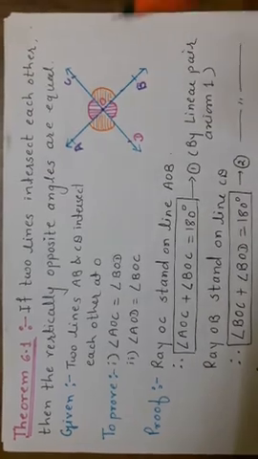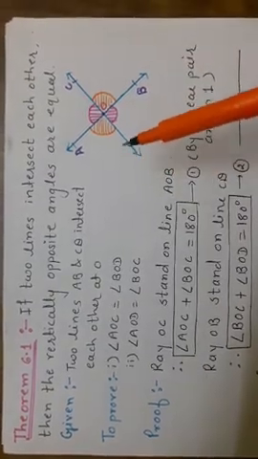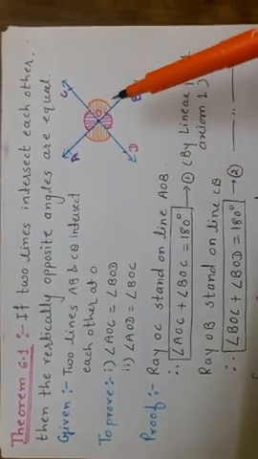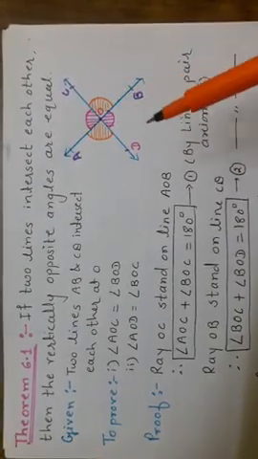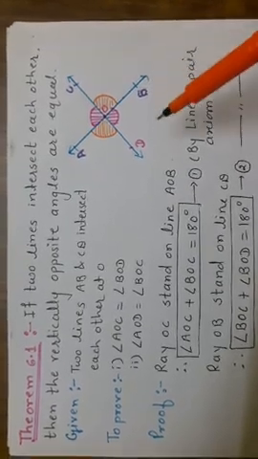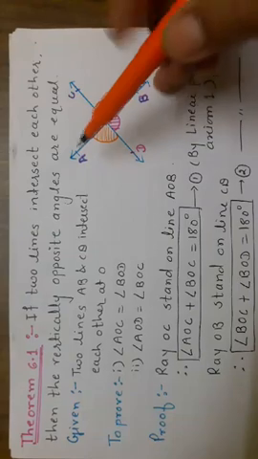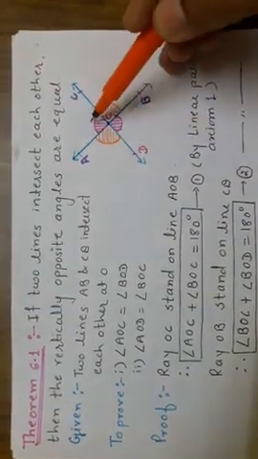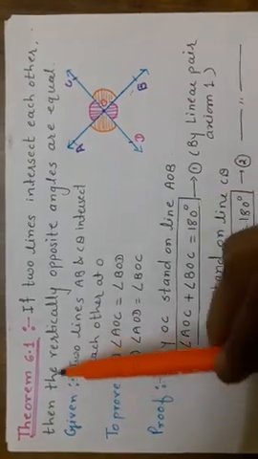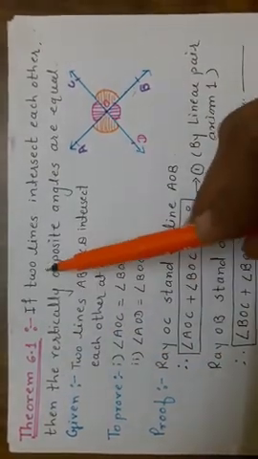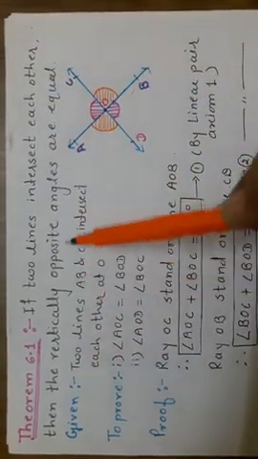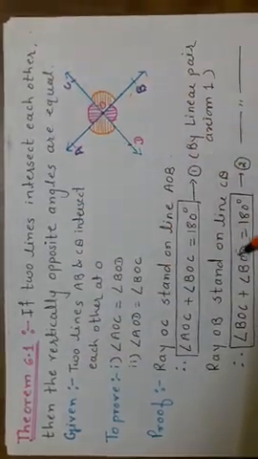Jai Gurudev students, in the first part we had completed the introduction of the lesson lines and angles. In that we have seen two types of lines, intersecting lines and parallel lines. When two lines intersect, they form four angles. Let's see theorem 6.1: if two lines intersect each other, then the vertically opposite angles are equal.